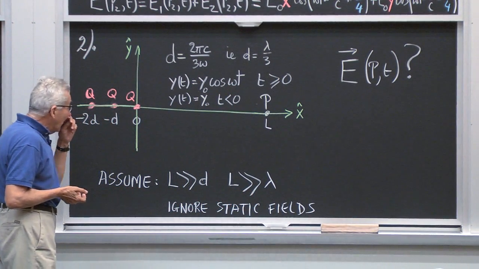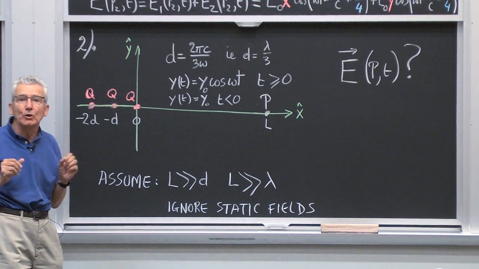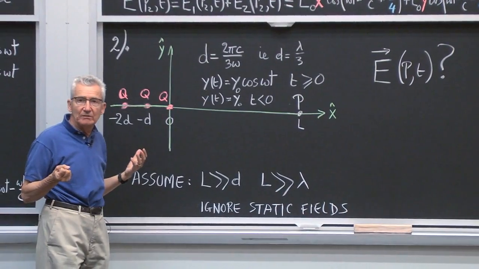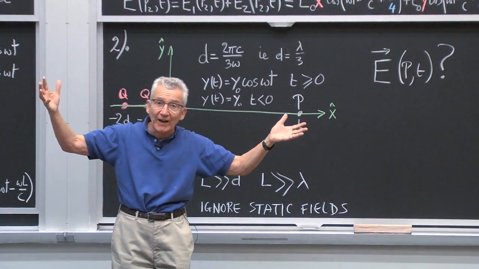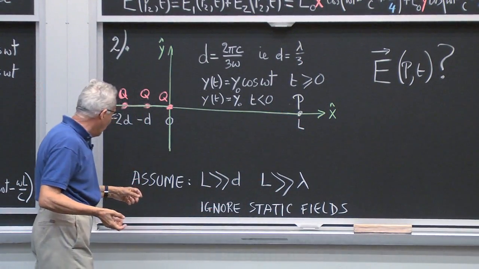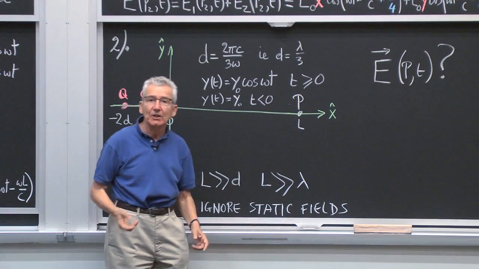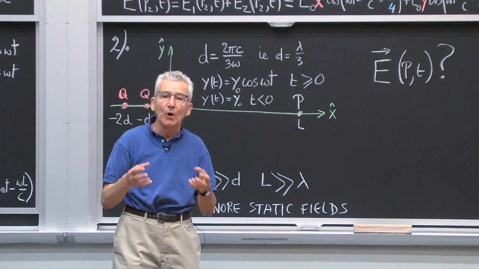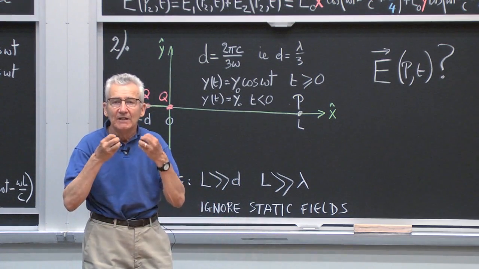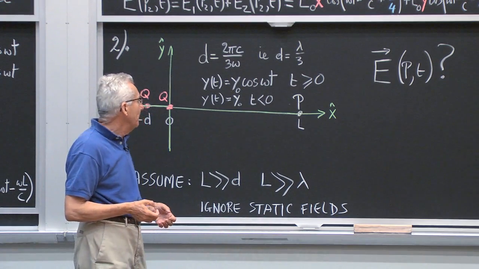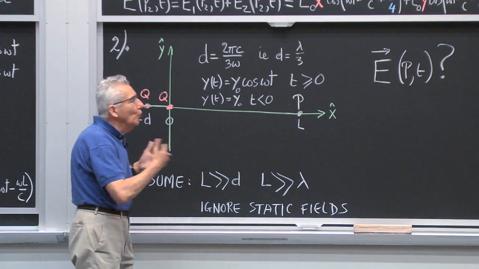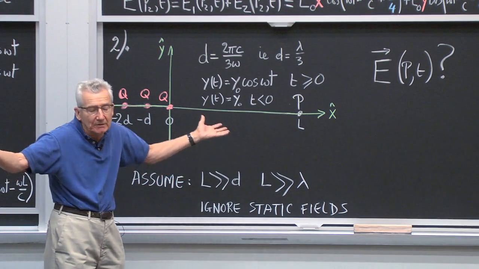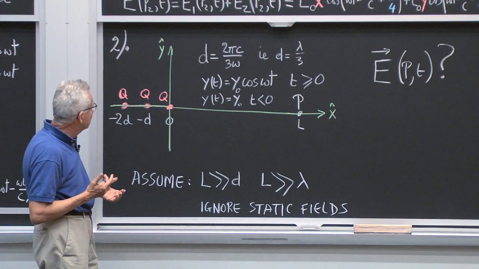Okay, now let's just think for a second what goes on in this problem. Initially, the charges are stationary, so there will be a Coulomb field around, but we are specifically asked to ignore static fields. So in the last problem too, I ignored the static fields. We were only considering the time-dependent fields. You can always have some static field superimposed on a time-dependent field. It just doesn't add anything.